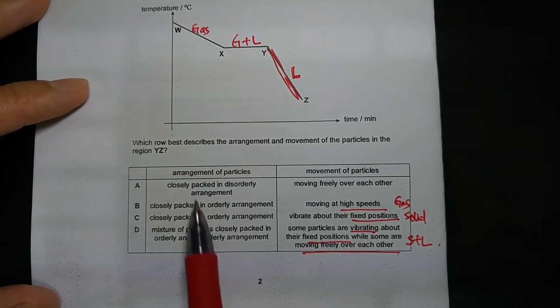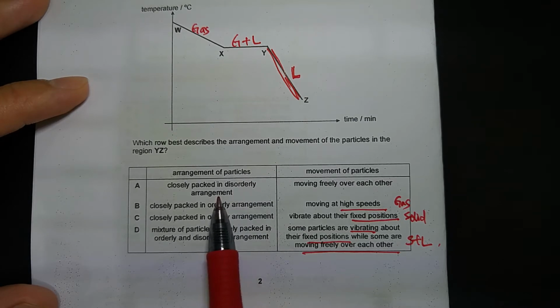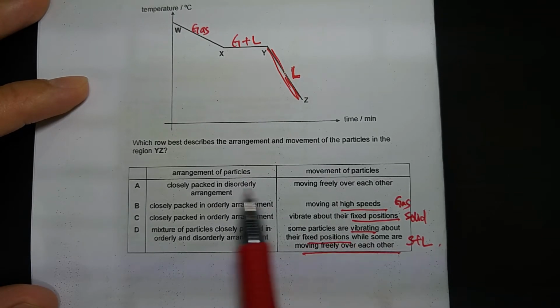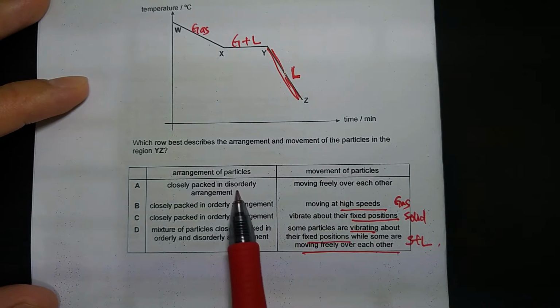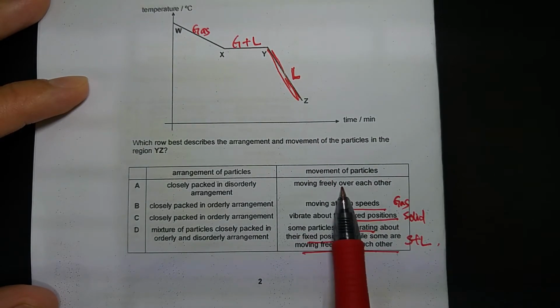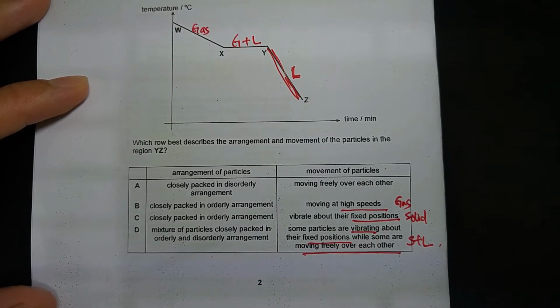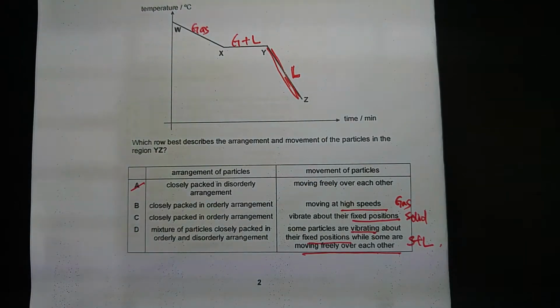Now if you look at A, arrangement of particles closely packed in disorderly arrangement, move freely. Actually for liquid, the arrangement of particles would be less closely packed than solid, so this is close enough. Move freely over each other. Liquid particles actually slide over each other, so it is close enough. So the best answer is actually A.